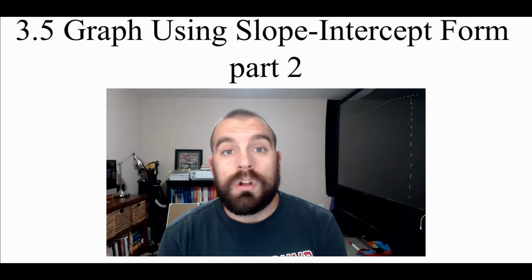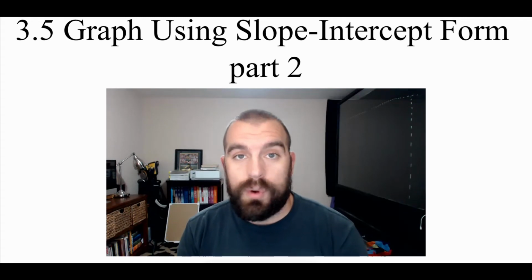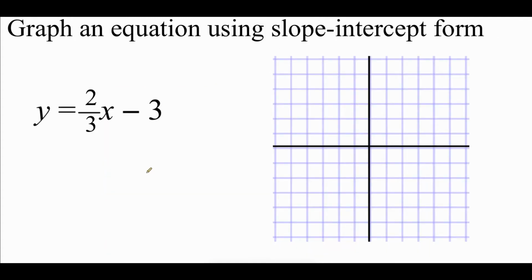In this video, we're going to look at graphing using Slope-Intercept Form. When we're graphing things out in Slope-Intercept Form, we want to focus on the slope and the y-intercept, just like we've been doing. So remember, Slope-Intercept Form looks like y equals mx plus b. The m value is your slope, and your b value helps you determine where your y-intercept is.